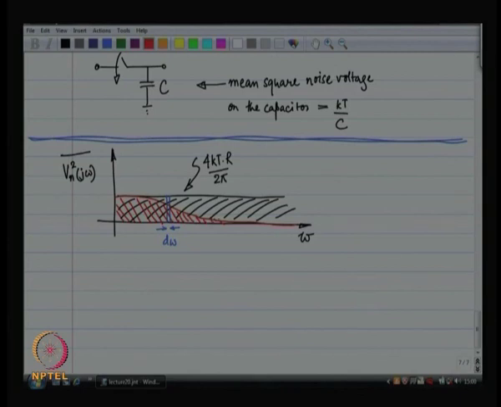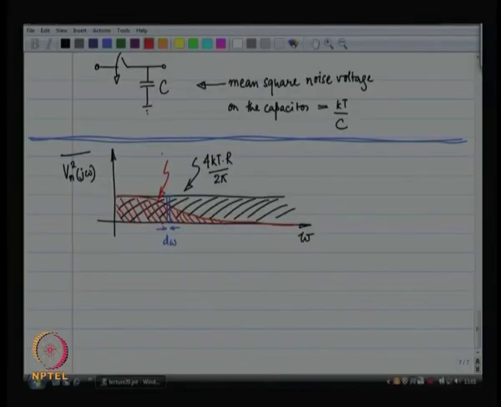Earlier, if you had done the integration from 0 to infinity, you would have gotten infinitely large amounts of noise. But now, if you do an integration from 0 to infinity, it is going to be finite, because the tail has been cut off. The filter cuts off high frequency noise, it is a low pass filter. All right. Now, if I integrate this noise, then I am going to get kT by C as the total mean squared noise voltage over all frequencies.